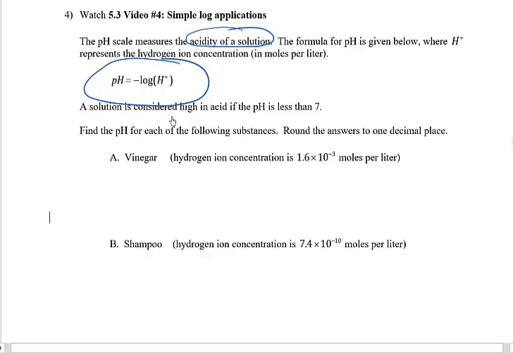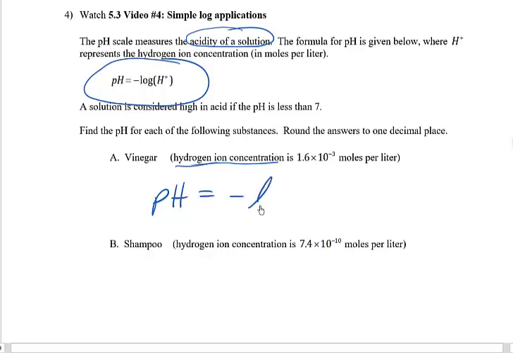And then there's one more statement of introduction. We will consider a substance high in acid if the pH is less than 7. Well, the problems are just a couple of examples of substances where we're being asked to calculate the pH. The first substance is vinegar. We are being given the H plus, the hydrogen ion concentration. So all we really need to do to calculate the pH is simply plug into the formula.